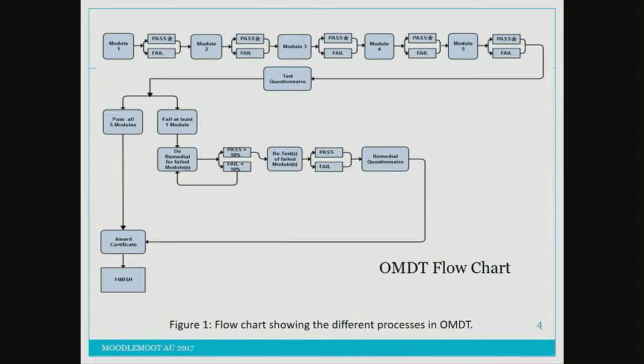Looking at the overall flowchart of OMDT, there are five tests initially. Students are to attempt one by one. So using the conditional activity, the first module comes up as a quiz. The student takes part in that, attempts that, and next keeps doing that till the five modules. After doing five modules, they take part in a questionnaire. This is basically feedback on the modules.